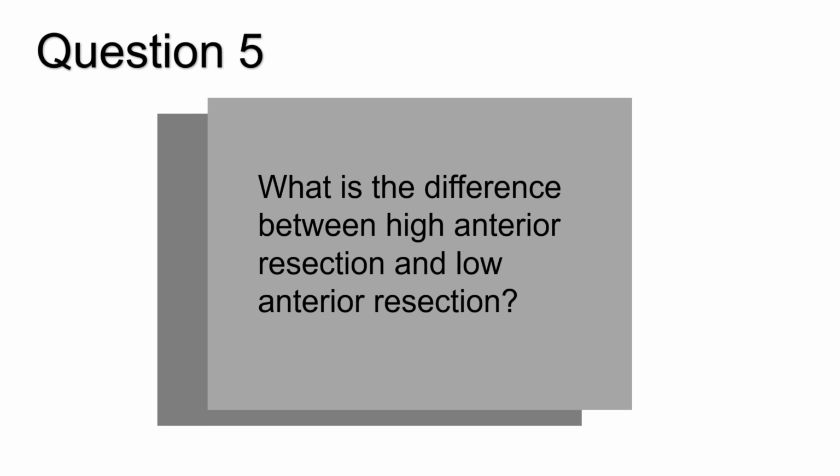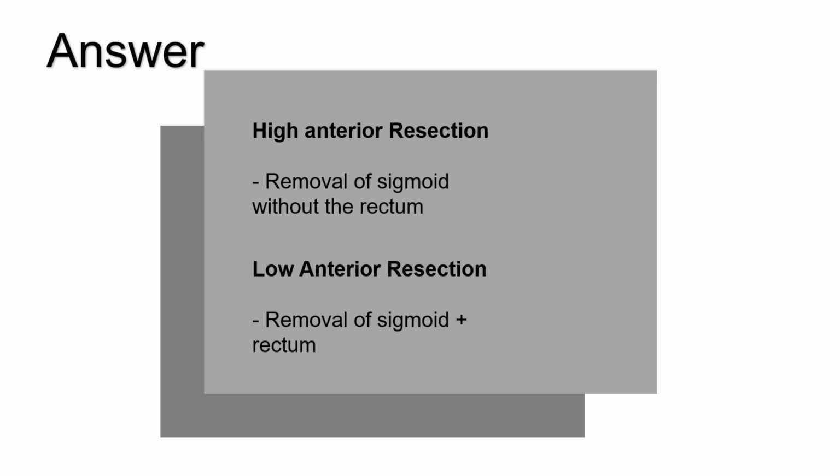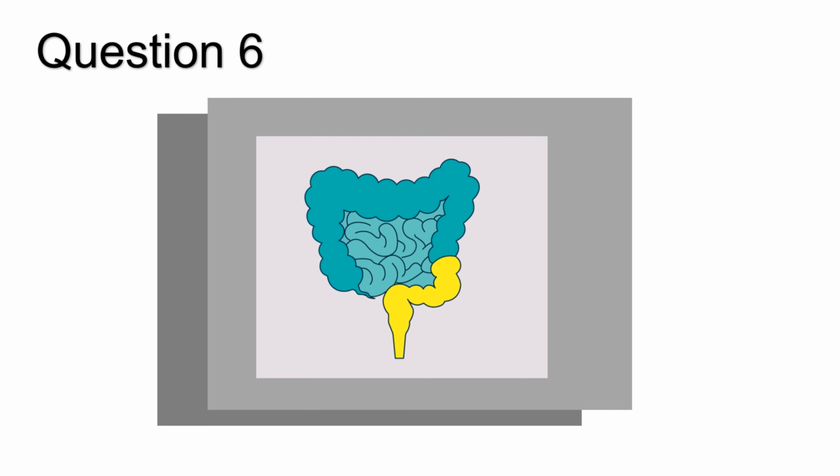Now, a high anterior resection means removal of the sigmoid without the rectum, whereas a low anterior resection means removal of the sigmoid colon, including the rectum. Okay, final question. So in this diagram, the yellow part represents the part of the colon that's removed. Now, what type of colectomy is this called?